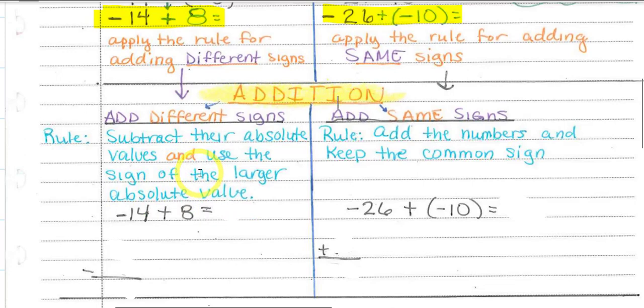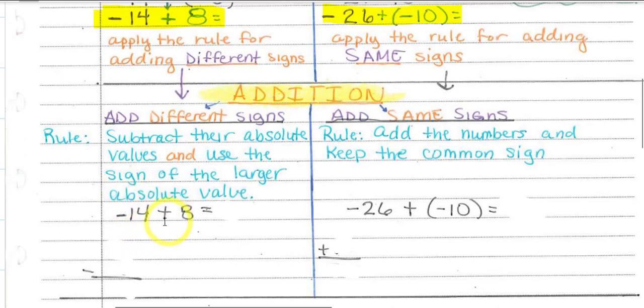We've also done this in class with counters, where you would have 14 negative counters or 14 red counters, and we pair that up with 8 yellow counters. And every time a zero pair, a yellow and a red counter touch, they cancel each other out. Okay, so we've gone over that a lot in class.